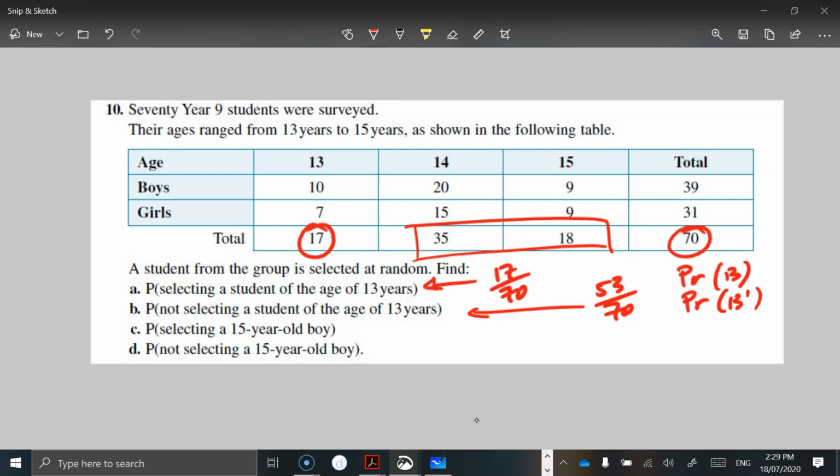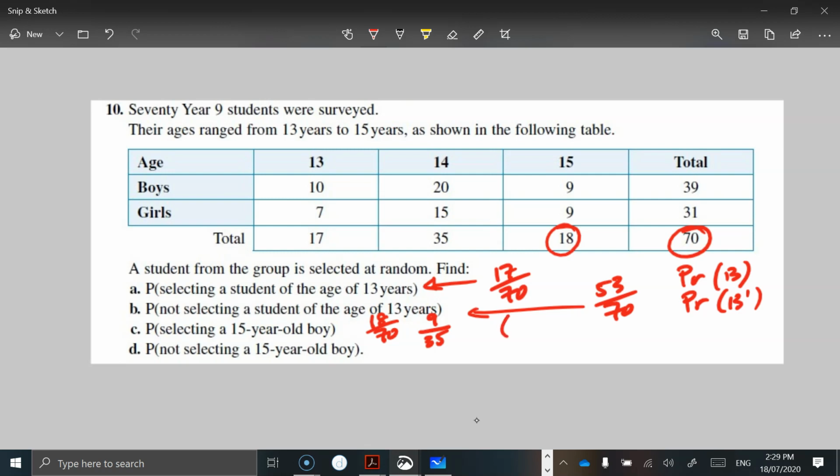Probability of selecting a 15-year-old boy, we've got here is 18. And so 18 out of 70 is going to be the probability. Always want to simplify where possible, so we'll halve it, 9 over 35. Okay, so 9 over 35 is going to be the probability of selecting a 15-year-old boy.